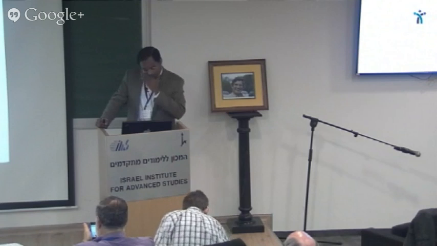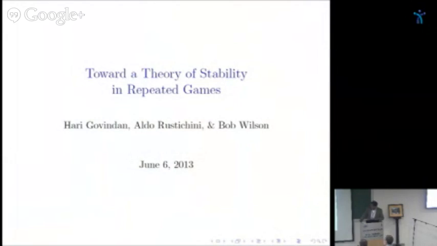Rather than talk about completed papers that don't have much to do with Mertens's work, I thought I'd present something that's very rough and has something to do with two things that Mertens was interested in: stability and repeated games. This is joint with Aldo Aristichini and Bob Wilson, and we've been working on this off and on for a while now, more off than on, but I'll just present what we know and what we think is true.